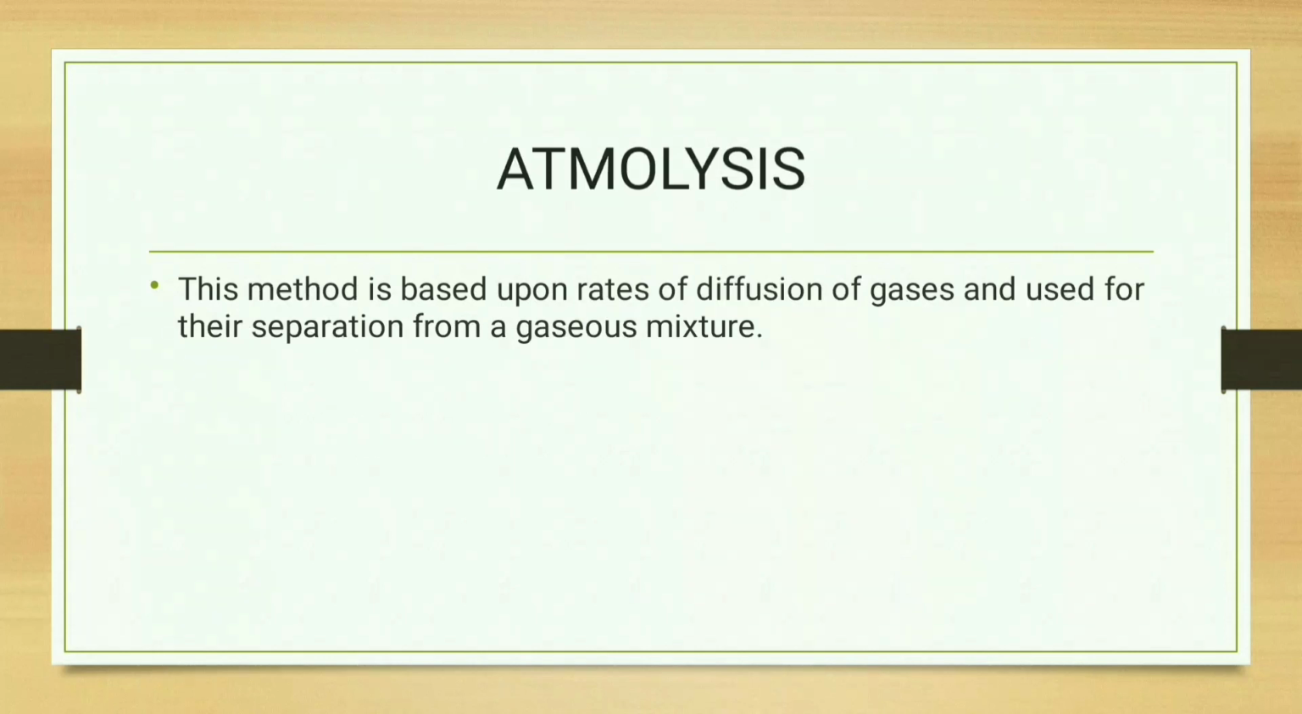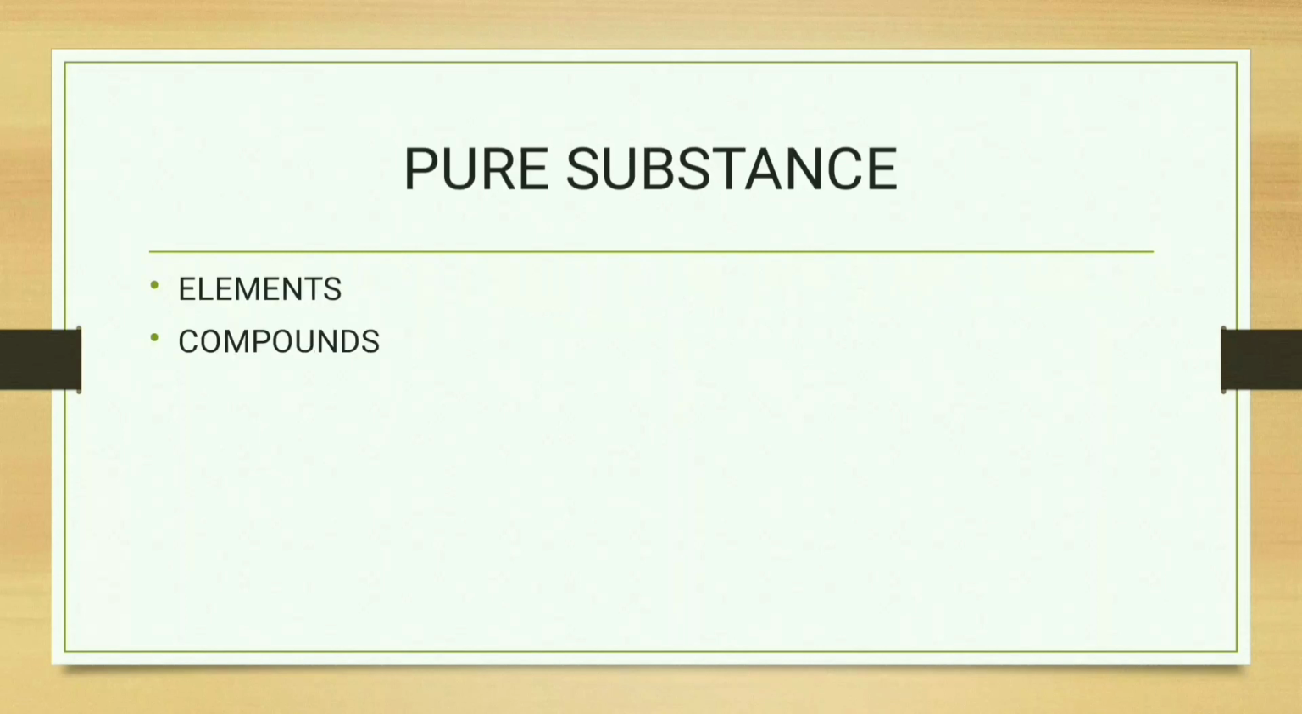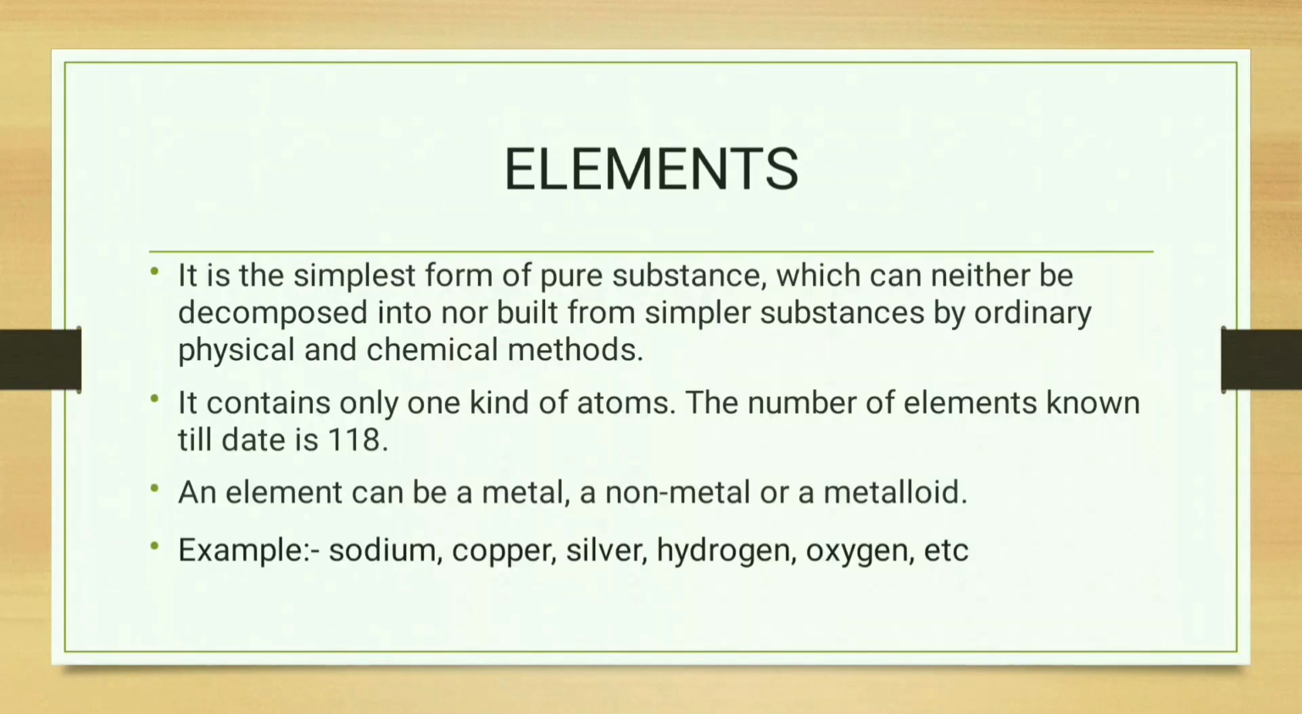Then we have atmolysis. This method is based upon the rate of diffusion of gases and is used for separation from a gaseous mixture. Then next we have pure substances. We have two kinds, elements and compounds. An element is the simplest form of pure substance, which can neither be decomposed nor built from simpler substances by ordinary physical and chemical methods.